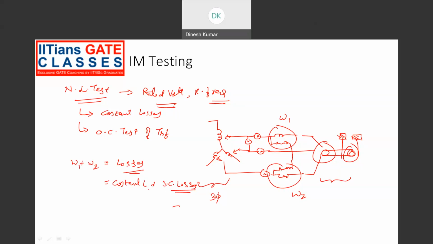Actually, for the no load test, generally the rotor rotating speed is approximately equal to the synchronous speed, so the slip is approximately zero. And the no load current is very small, so you can ignore the stator copper losses. Then we will have only constant losses, which are divided into two types: core loss and mechanical loss.